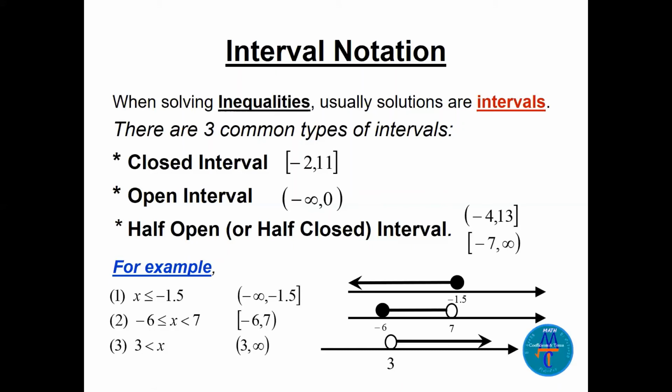This is a little tricky, number 3. 3 less than x. See, how do you graph that? 3 less than x. You can rewrite it if you like. That's a little trick here. If 3 is less than x, it means x is greater than 3.